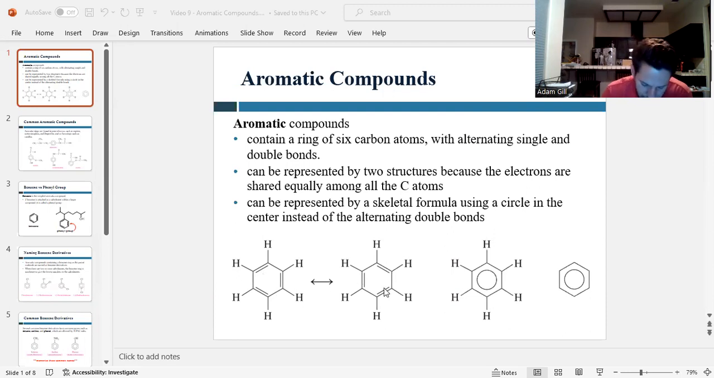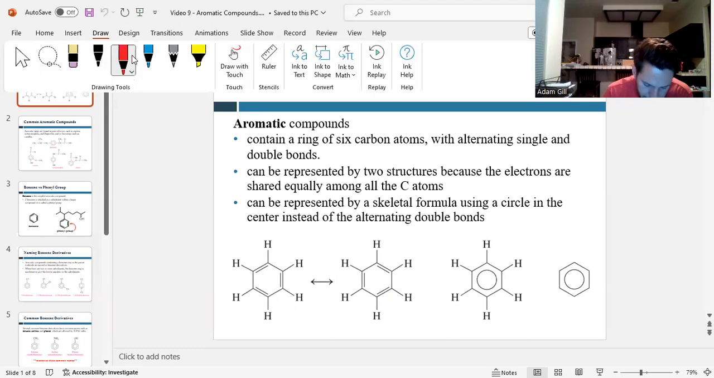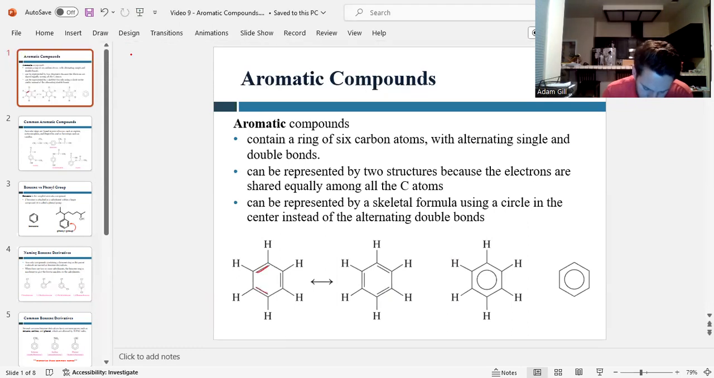You can have the double bonds drawn here, here, and here, or you could rotate them and orient them here, here, and here. Now, for reasons we don't go into in this class, these are the same structure. It doesn't matter where you draw the double bonds. They actually can rotate around the ring through something called resonance. And so because of that resonance, these are the same structure.